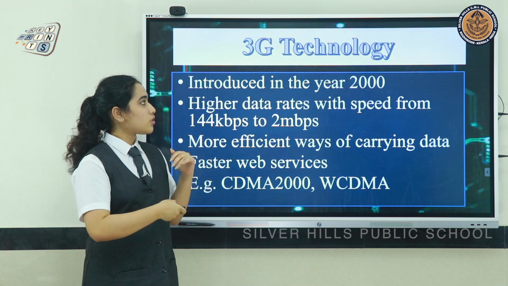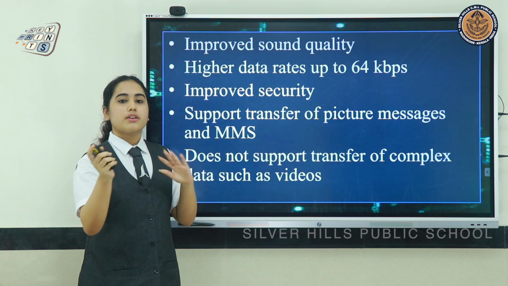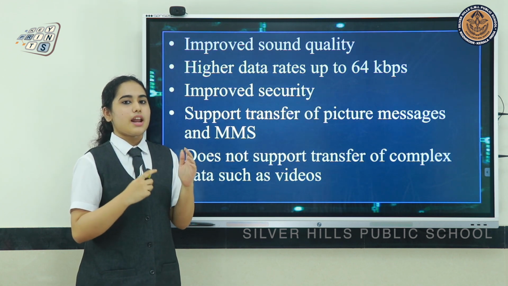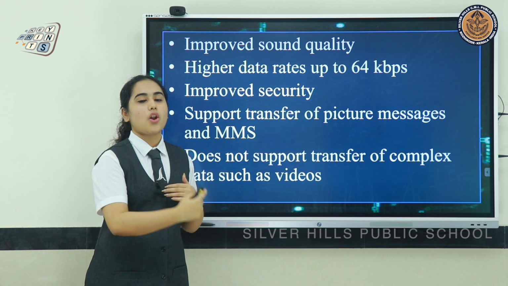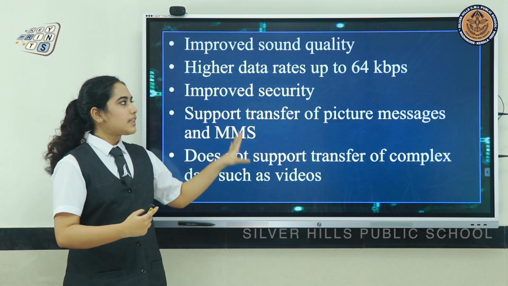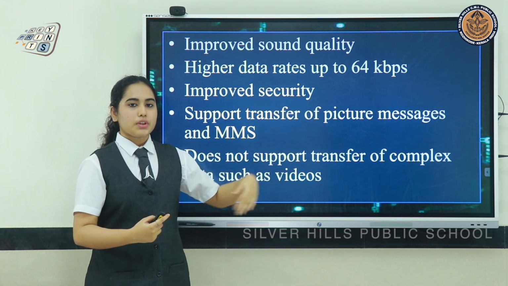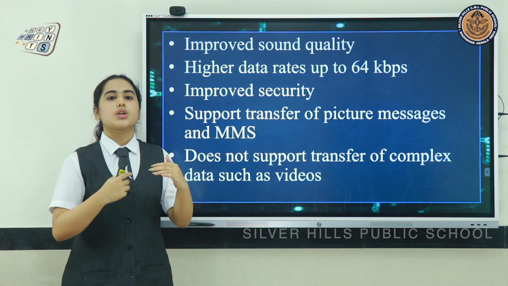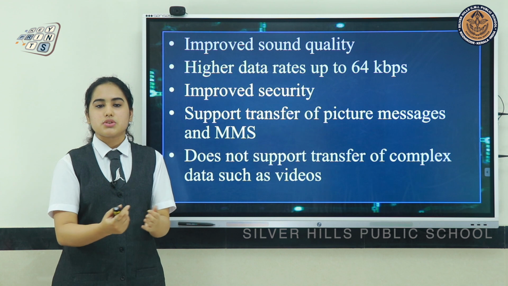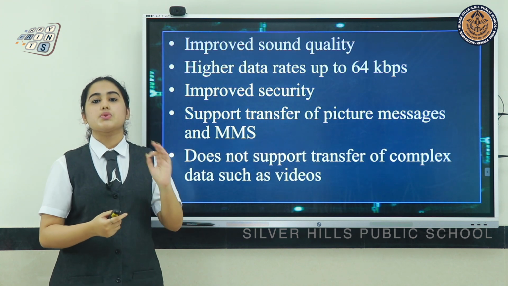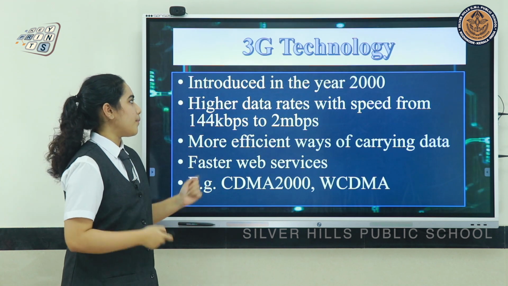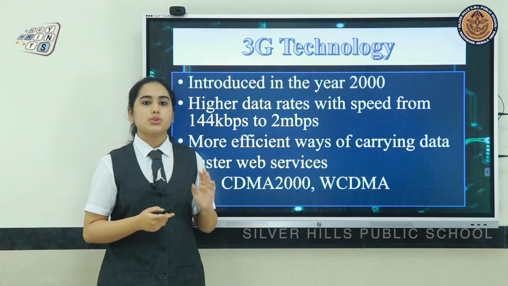Now before going into 3G technology, I'll say that there was a generation gap. What is a generation gap? We usually say it in terms of years, a very long year gap. But in this case, from 2G to 3G, there was a development gap. Technology-wise there was a huge gap because many features were introduced in 3G technology which weren't there in 2G and 1G technologies. We'll see what they were. First of all, it was introduced in the year 2000.